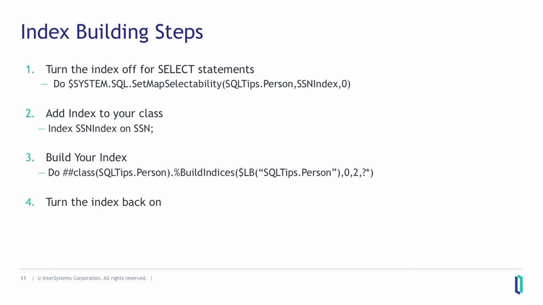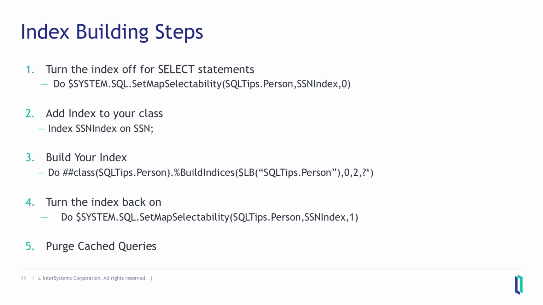Step 4, you turn the index back on. Set map selectability with the third parameter as a 1 instead of a 0. And then you have to purge your cached queries. And hopefully you all know how to do that, but in case you don't, System SQL purge. And you can also do that through the management portal.